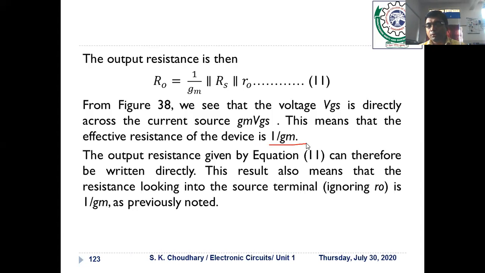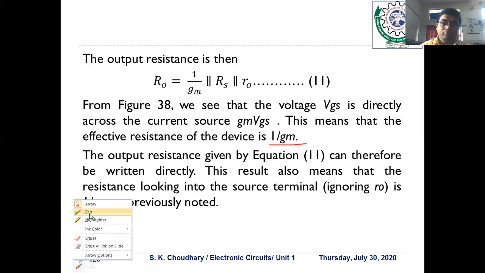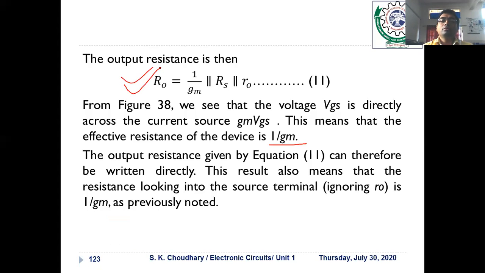Okay. So in this way, we can calculate the output resistance that we have already defined in equation number 11 for the common drain circuitry or source follower circuit. That is all about the description of the common drain configuration, which is also called a source follower circuit because the output follows the source terminal.